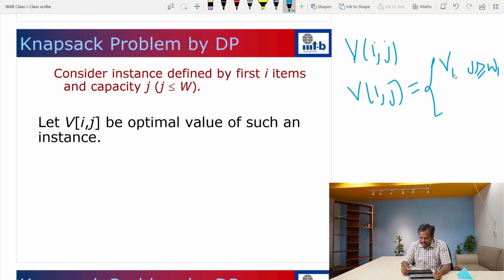If j is smaller than W1, that means that the size of the knapsack that is given to me is smaller than the weight of the first item. That means that I cannot pick the first item into the knapsack. In that case, the profit that I can make is 0. So, this is the initial state of the dynamic programming, and we will try to fill the table as seen in the case of the coin exchange problem.